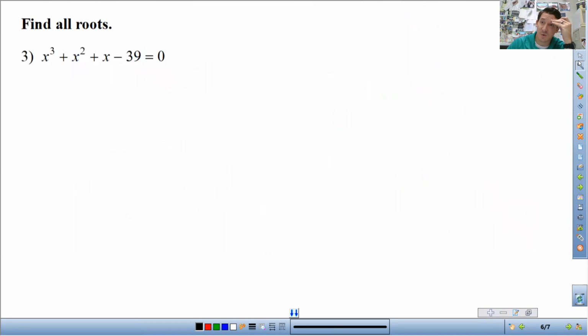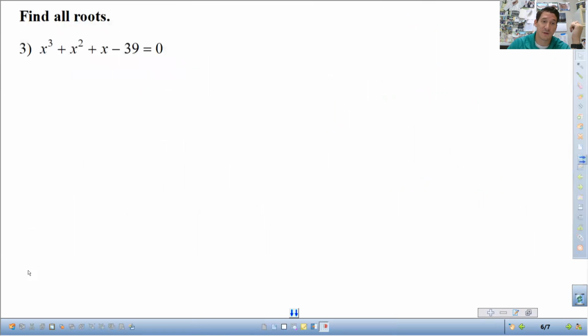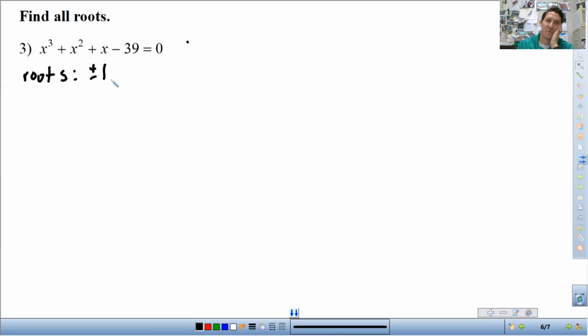We're going to skip to this one where we actually have to guess the roots. All right, so again, this is going to have 3 roots. So what I need to do is list out the possible roots. n is just 1, so the possible roots are just going to be factors of 39. So things that divide 39. So it could be plus or minus 1, plus or minus 3, plus or minus 13, or plus or minus 39. So from here, what we need to do is guess.